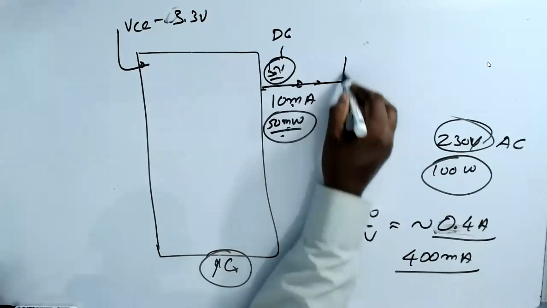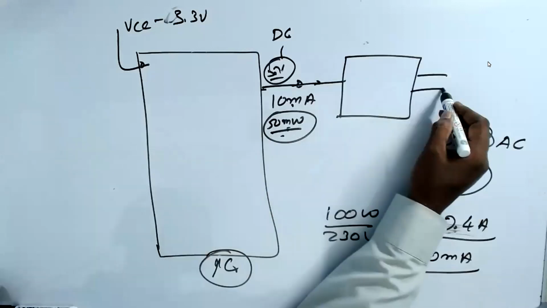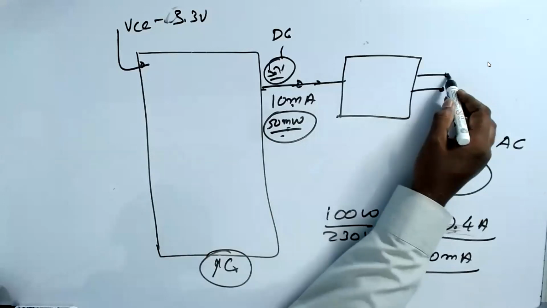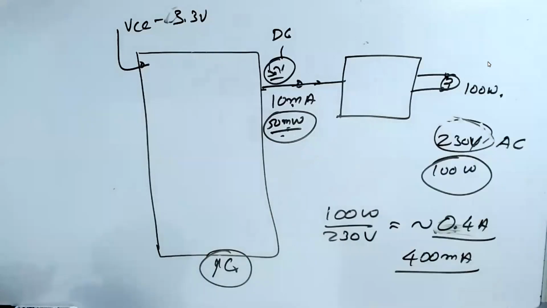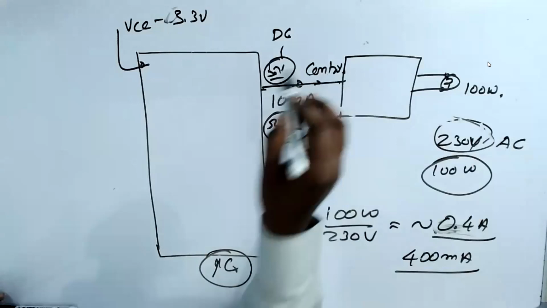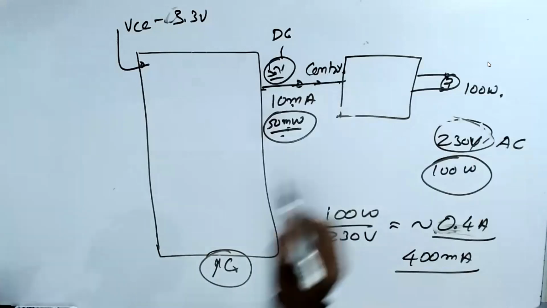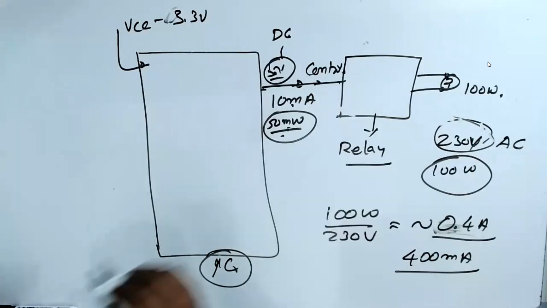To this device you connect the bulb, and the microcontroller will control it. This device is what we call a relay. Let us discuss the relay now.